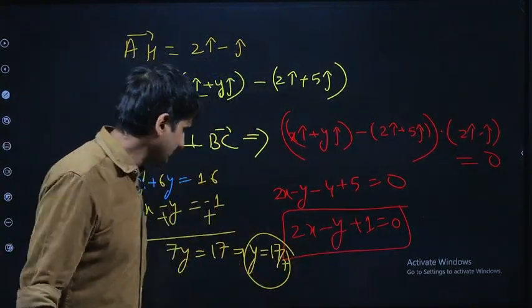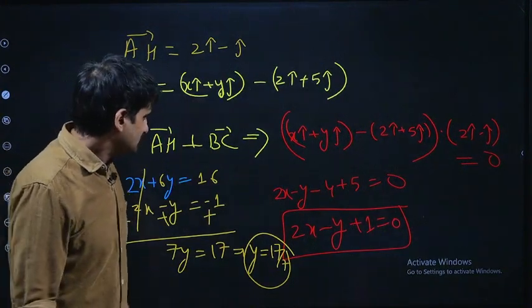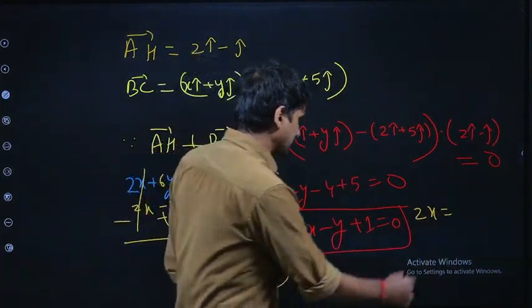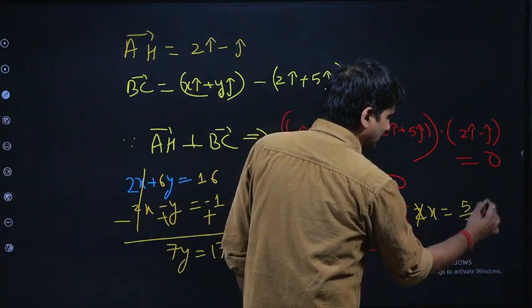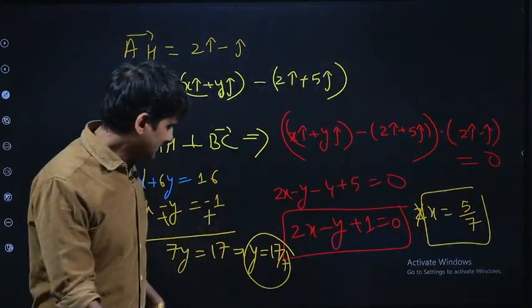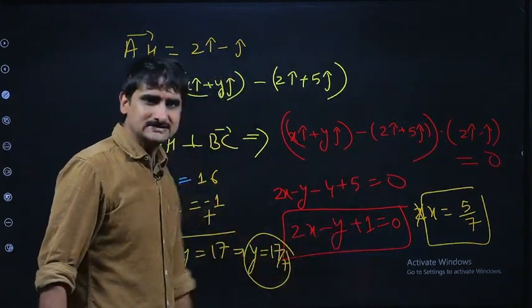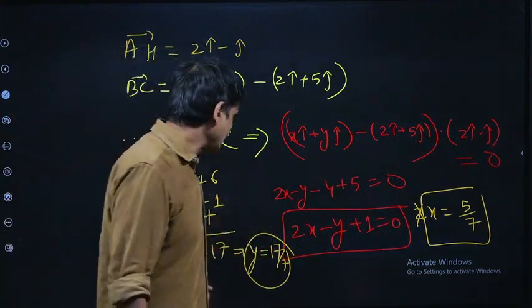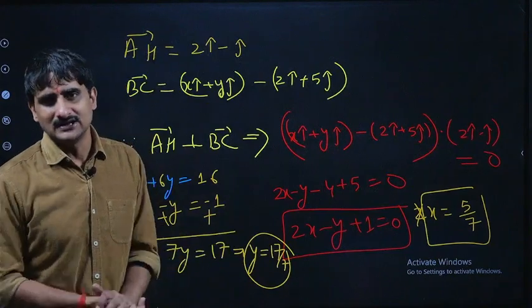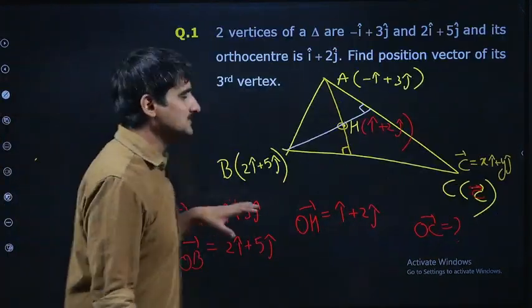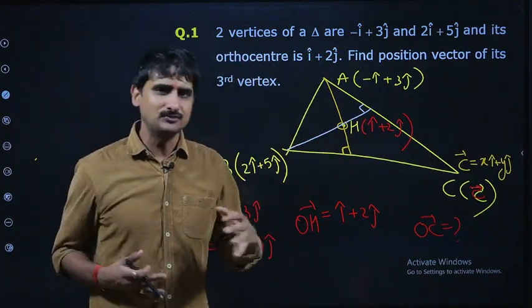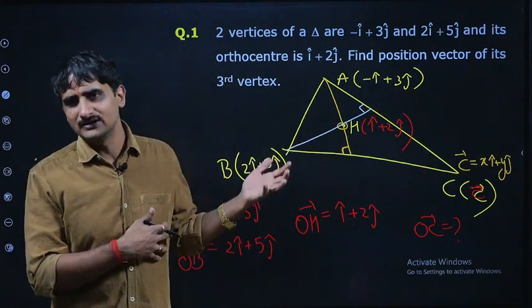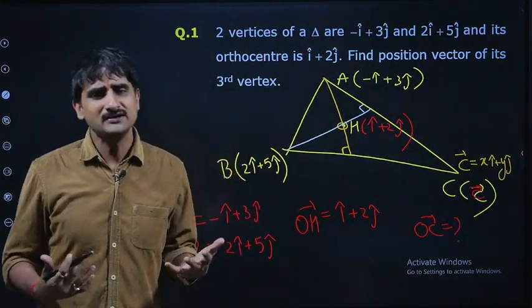So with y as 17 by 7, 2x is equal to, I think, 5 by 7. Just check it out. It will be minus 17 by 7, that side minus 10 by 7, so 5 by 7, right? So that's it. So vector C is 5 by 7 i cap plus 17 by 7 j cap. So that was a simple question based on how to apply the position vector for some geometrical figure on a plane, or maybe in space also, we will follow the same procedure if this had been in space.